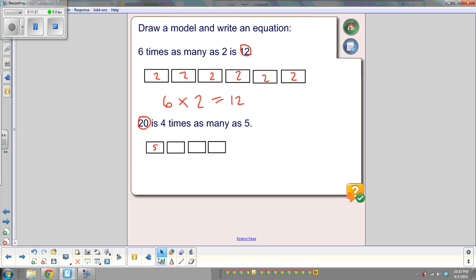How many boxes of 5 do I have? I have 1 that I've already written, 2, 3, 4. So 4 times 5 equals 20.